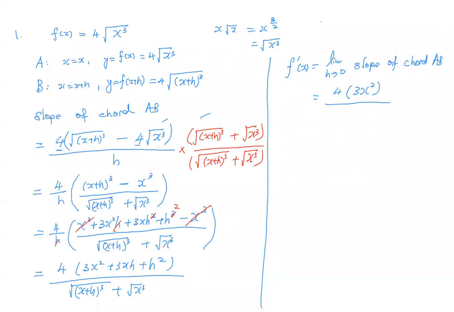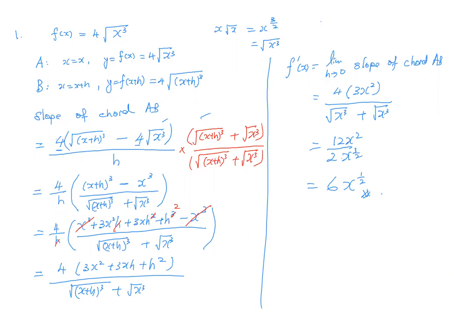And the bottom here approaches square root of x cubed plus square root of x cubed. So there are 2 of them. So it's 12 divided by 2 times x to the power of 3 over 2. So when you simplify, it will be 6x to the power of half. That's it. Are you clear?